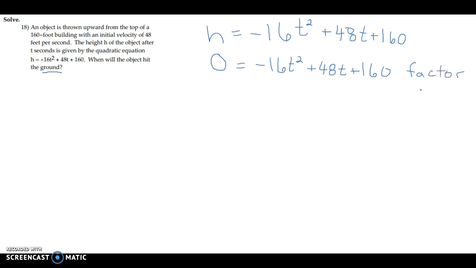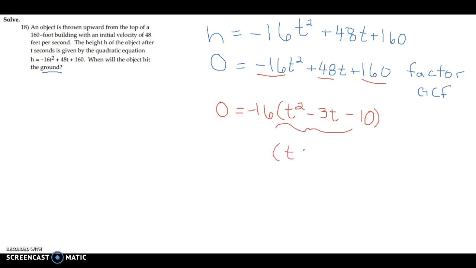Remember, the first step in factoring is always looking for a GCF. Most of the time the GCF is the negative 16. So if I take that negative 16 out, that leaves me with t squared minus 3t minus 10. So dividing 48 by the negative 16 and dividing 160 by the negative 16. Negative 16 divides off, so you don't need to worry about that. You just need to factor this.